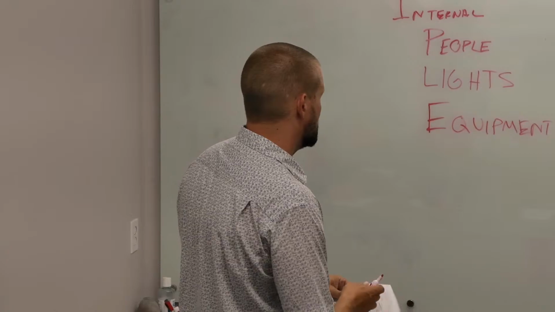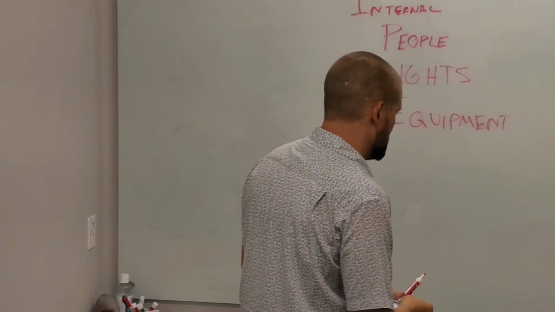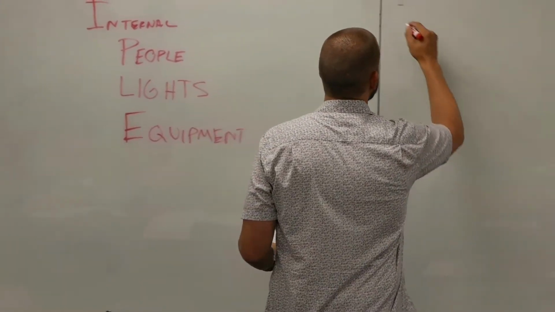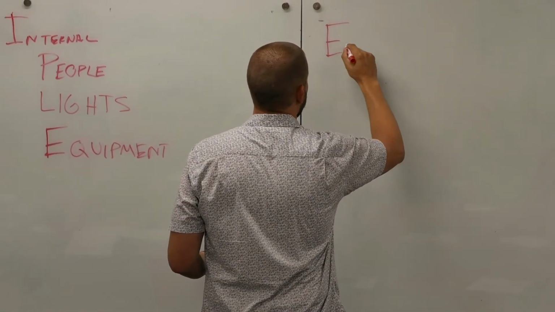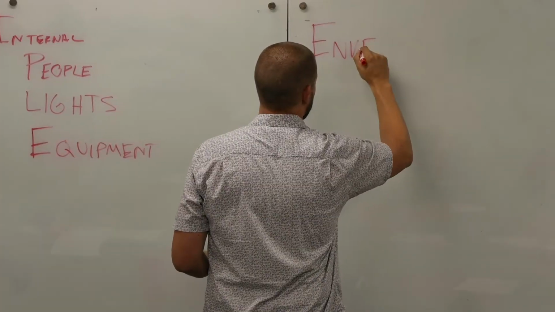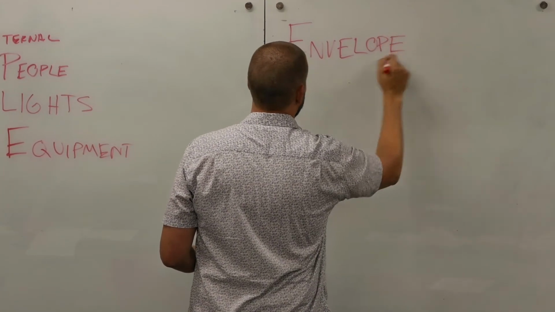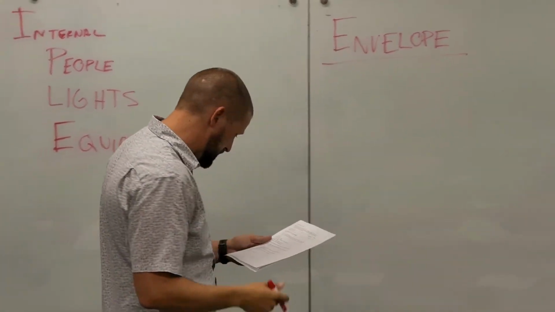Put this on here. I'm gonna have to erase it at some point. Okay, so now let's do envelope. This is where we get into weather data. What order do we want to do this in?